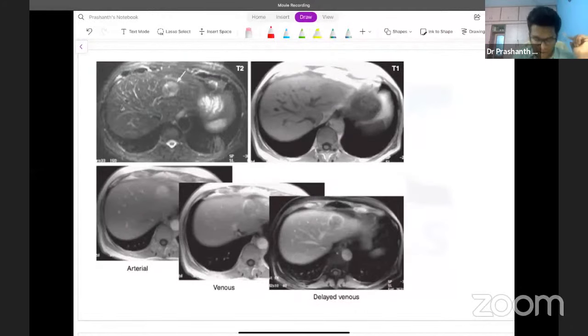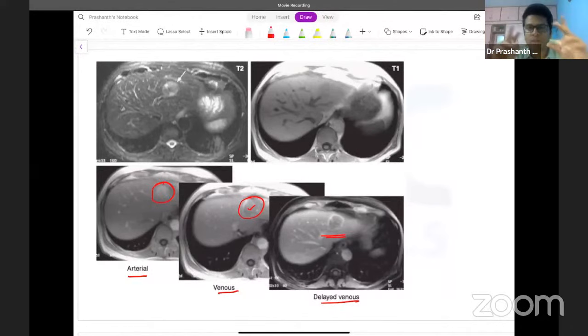In MRI, again, arterial phase, you have a lesion which is becoming hyperintense. In the delayed venous phases, you see that in the center there is washout, and you see that the capsule has got some form of enhancement. And this is more typical as you go toward delayed venous phase. Okay, so CT and MRI, very similar features.